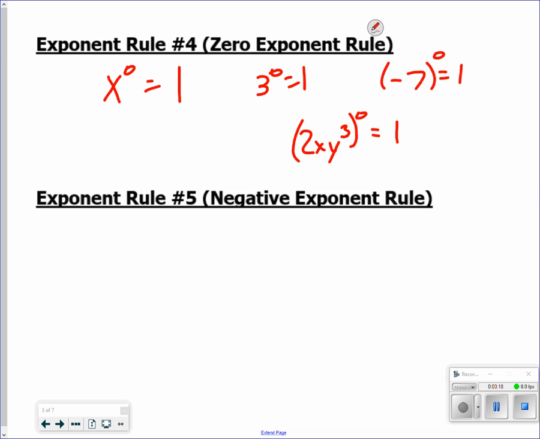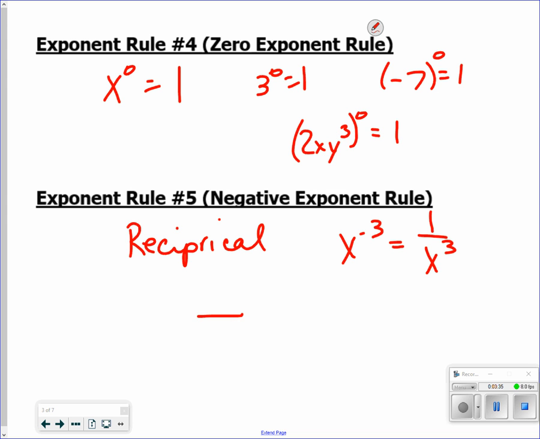Negative exponent. Anytime you have a negative exponent, it's in the wrong place. It means reciprocal. So if I have x to the negative third, it's 1 over x to the positive third. So anytime you have a negative exponent. Now, that rule also applies if you have a negative exponent on the bottom. This would make x to the fourth on the top.